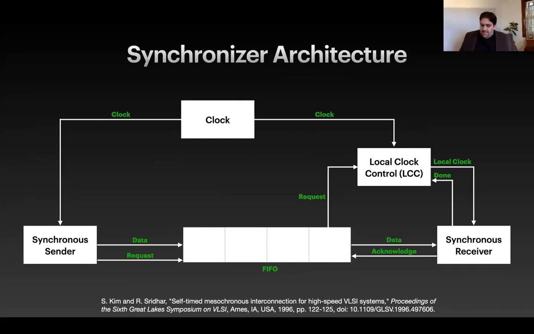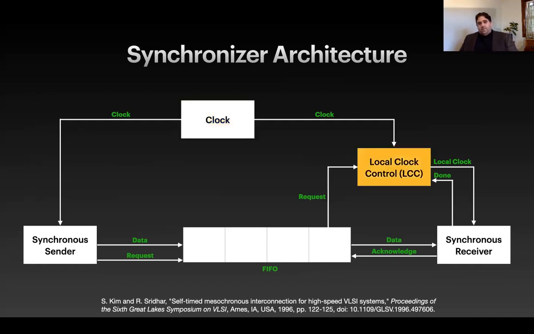Okay, so we're going to examine this piece by piece. At the top, we have the clock block, and that's going to control the synchronous sender block we see on the left, and the local clock control, the LCC, on the right, and it's going to provide a synchronous clock signal to both of those blocks. But you'll notice it does not provide a clock signal to the synchronous receiver. So where are things asynchronous? Well, things are asynchronous between the synchronous sender and the synchronous receiver.